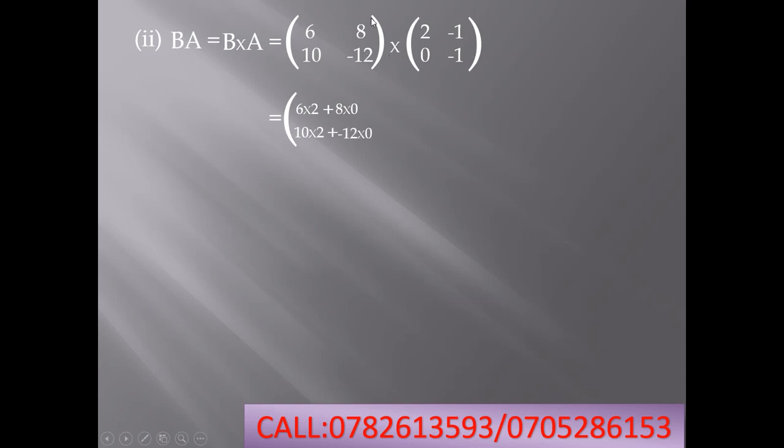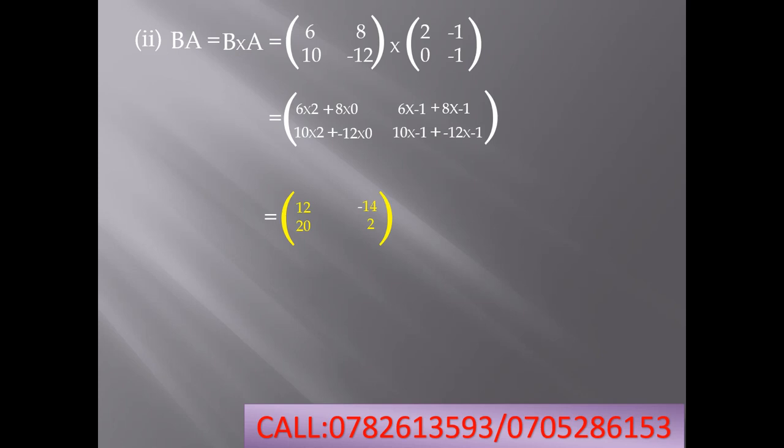We don't end at that. I must also get this row and multiply it into this column. First row, second column: 6 times negative 1 add 8 times negative 1. Do the same thing for this row: 10 times negative 1 add negative 12 times negative 1. So we shall end up with 12. We do the computation and we end up with those values.